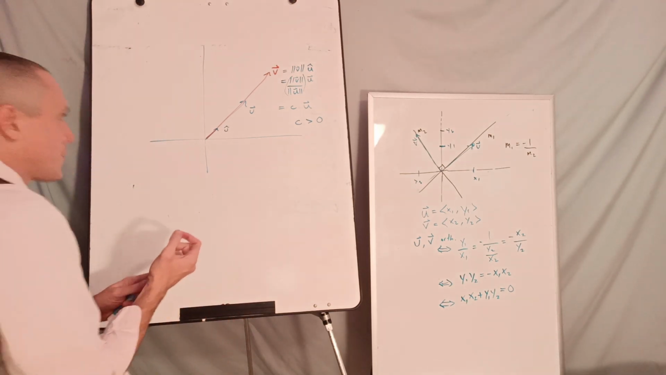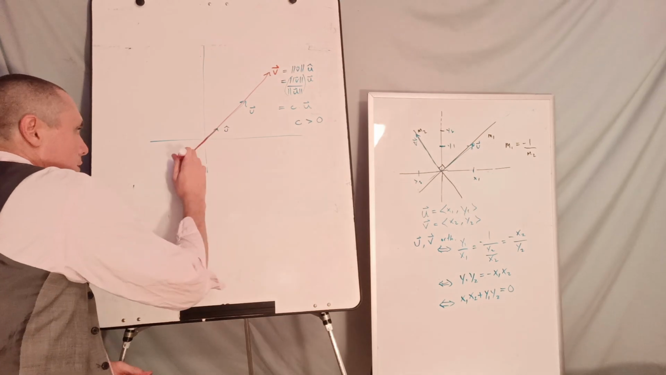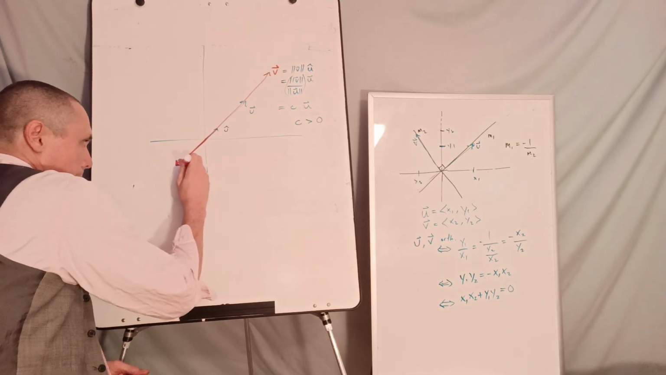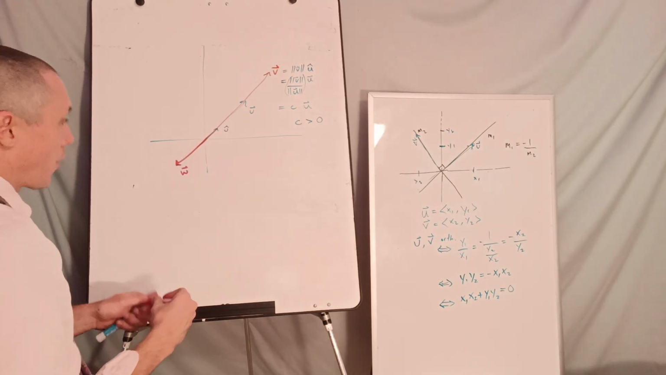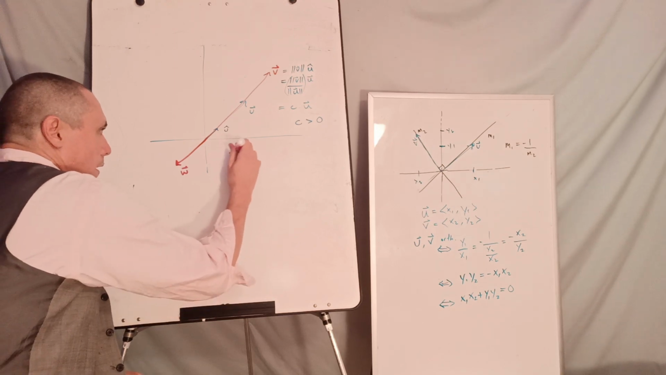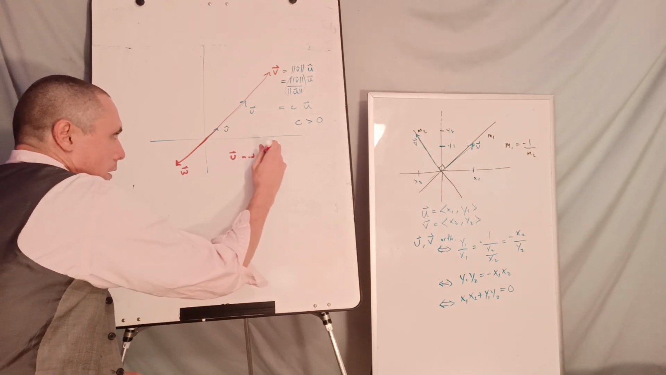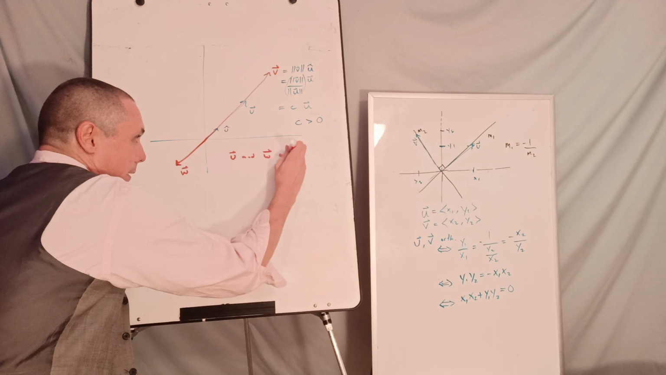And likewise for anti-parallelity, let me just write, this is w. So we would say that u and w are anti-parallel.